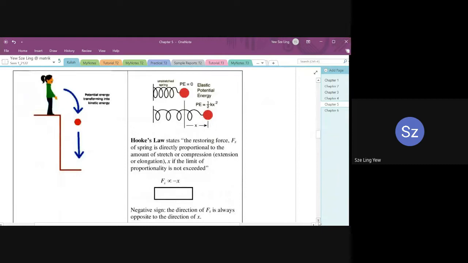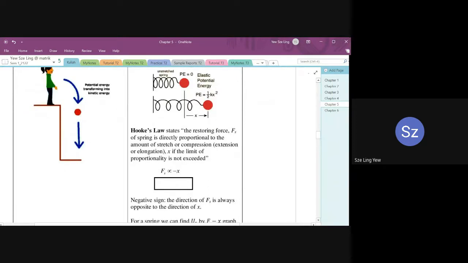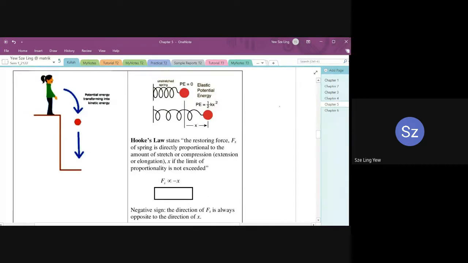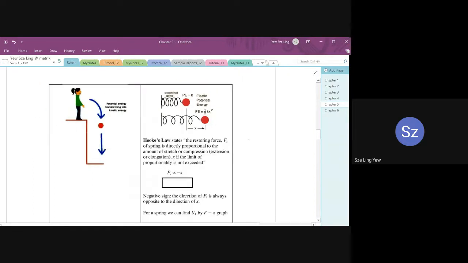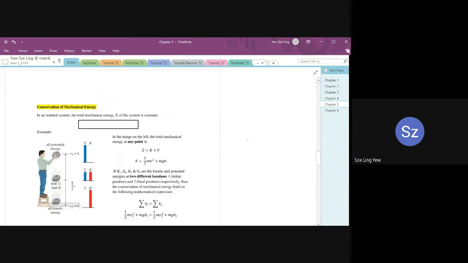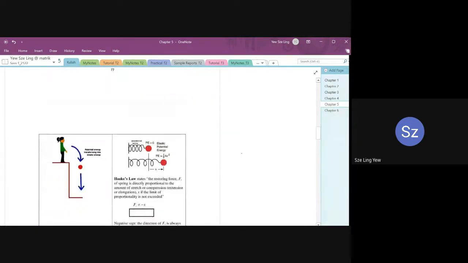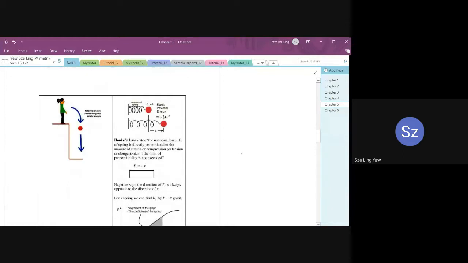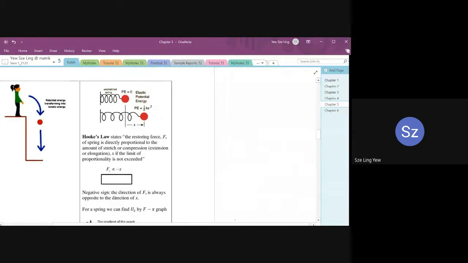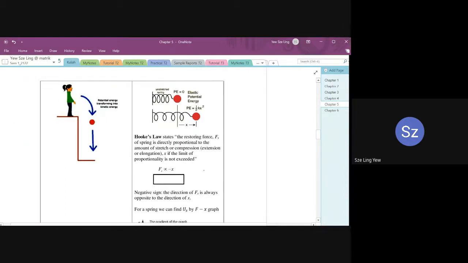Okay, now let's look at this one. Okay, now you throw an object. So, yeah, the diagram is too large. Okay, never mind. So now you throw an object.